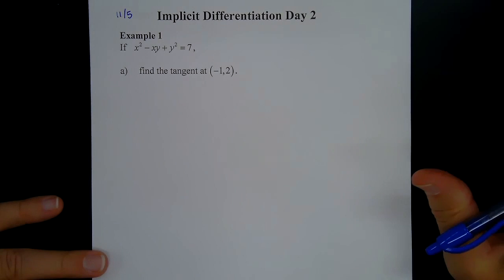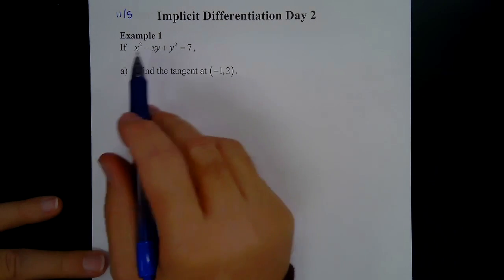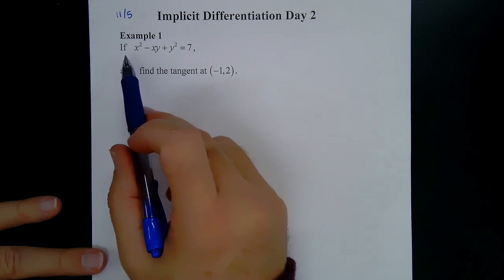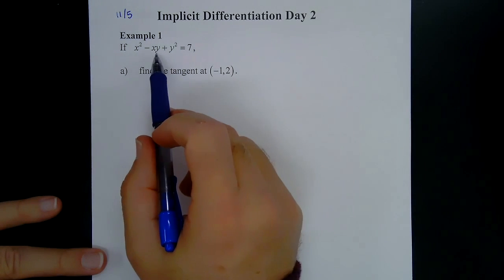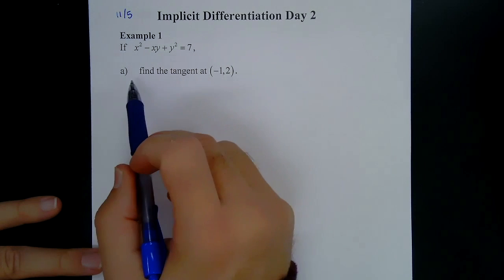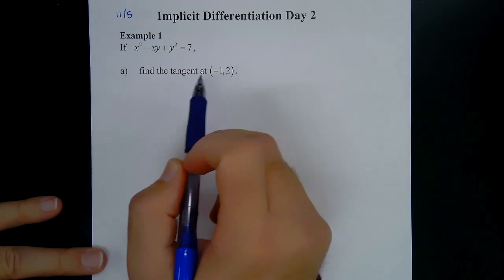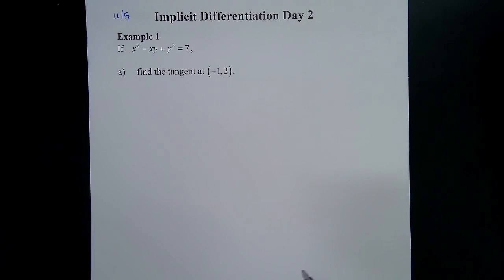So today we're just going to do a couple problems. Jumping right into the examples, it's just using implicit differentiation. So if x squared minus xy plus y squared equals 7, the first thing I want to do is find the tangent at (-1, 2). That means the equation of the tangent line.